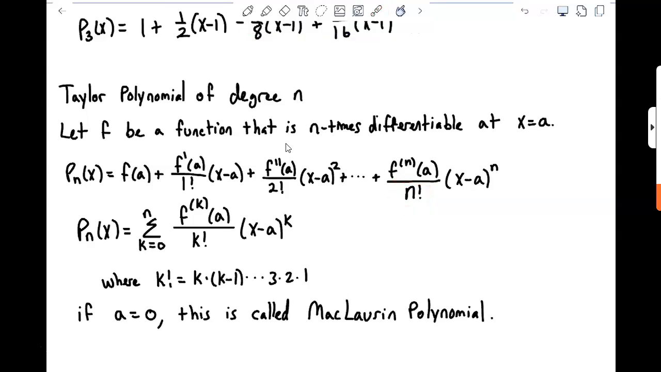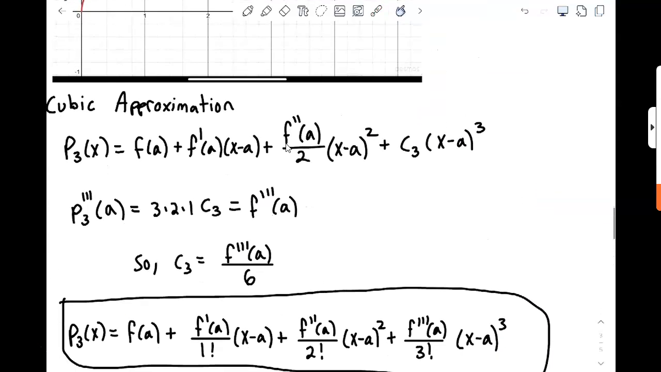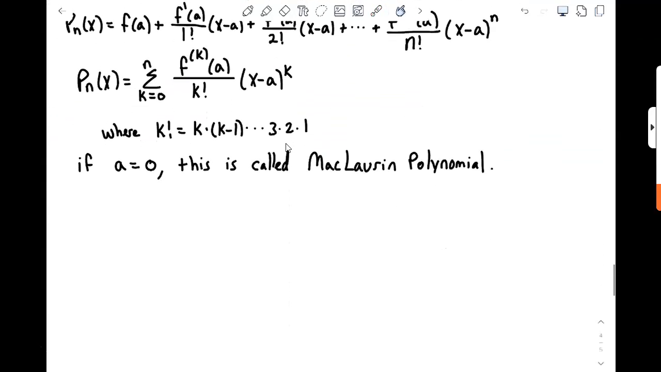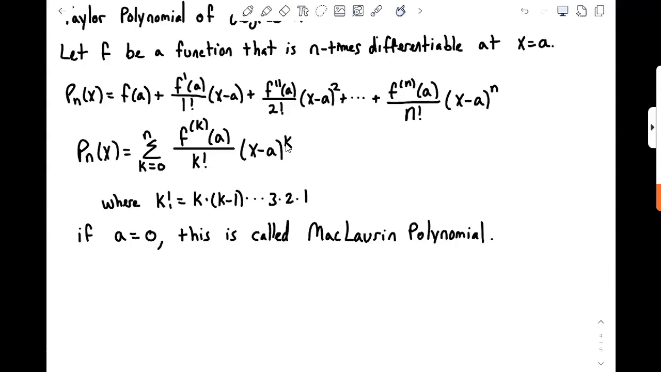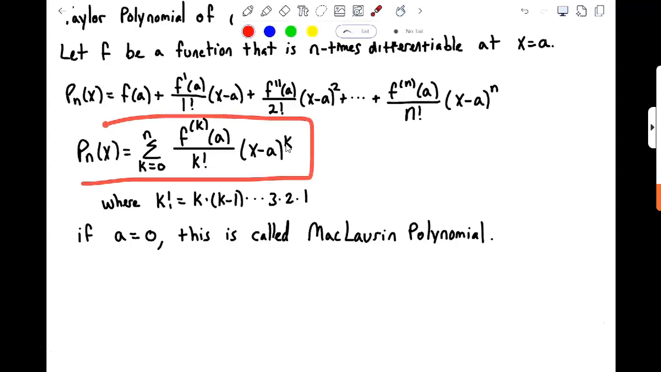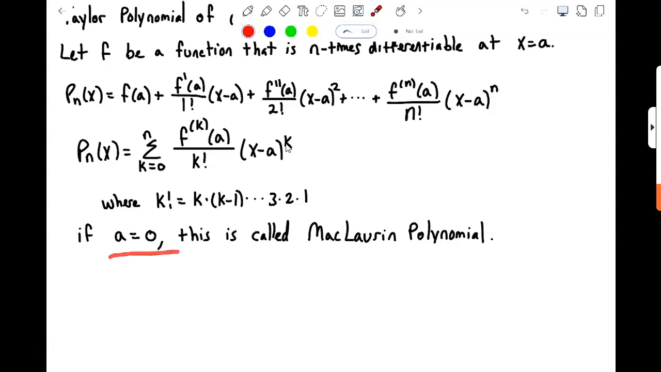Right? So you might remember when we did it with the third degree, we had to do the derivative 3 times. It was 3 times 2 times 1 times the constant. So the constant ended up being the third derivative divided by 6, or 3 factorial. Okay? So that pattern actually just continues as we keep taking derivatives. And so this again is called the Taylor polynomial. And again, when we plug 0 in, it actually is a special case of a Taylor polynomial known as the Maclaurin polynomial.